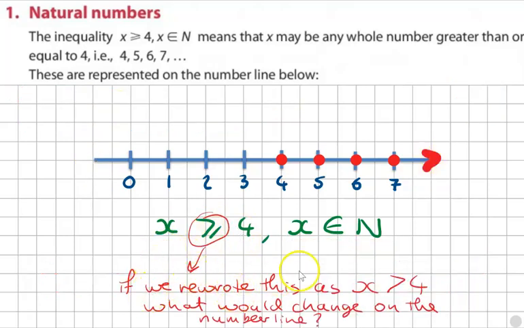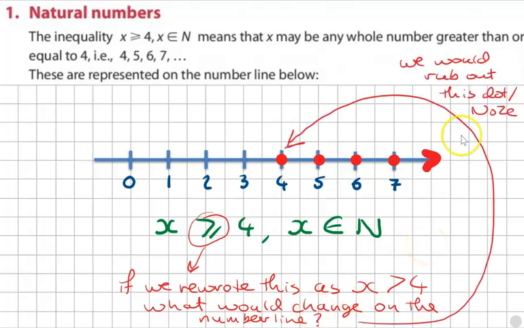If we rewrote this as x is greater than 4, what would change on the number line? We would rub out this dot. So if we have x is greater than 4, we take out the dot at 4.